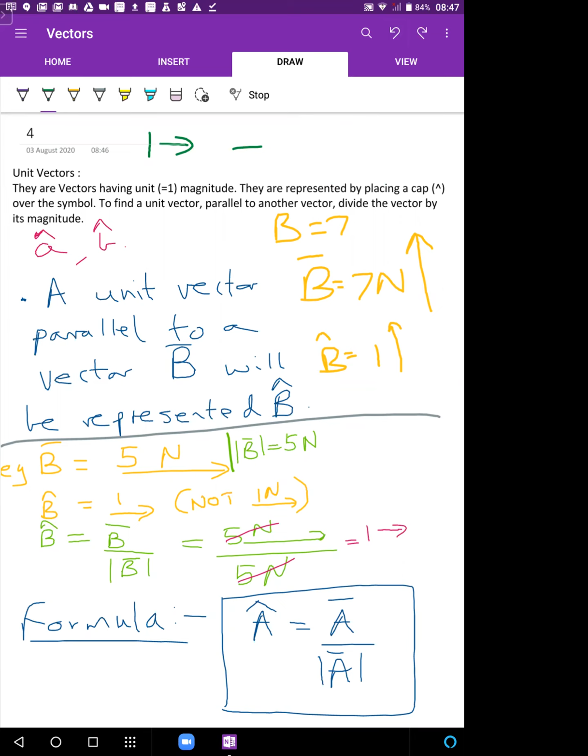So it can be added to other vectors of the same type. It should not have any units. Yes, of course, it's a vector. It will follow triangle law and all that. Yeah, but keep this in mind: a unit vector does not have any units. So you don't write a unit after the unit vector.